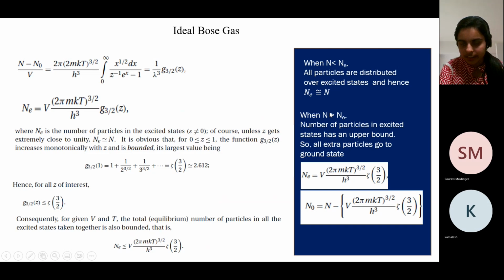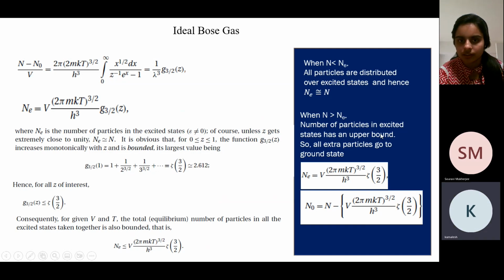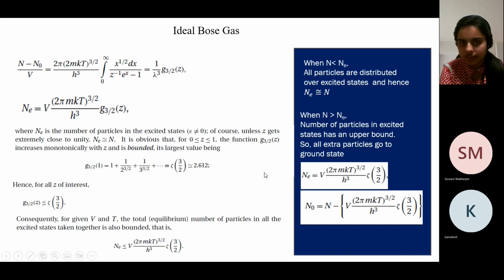Now what happens is, you can see that here what you have done, when N is greater than NE, should I go through the entire derivation, or should I just tell you where we are using zeta? Do you know this thing? Yes, ma'am. You can tell me where we use zeta. Right. So what is being done here is that this is your basic expression for the number of particles in the excited state. But then when the total number of particles is greater than the number of particles in the excited state, how do you find a bound for this term?